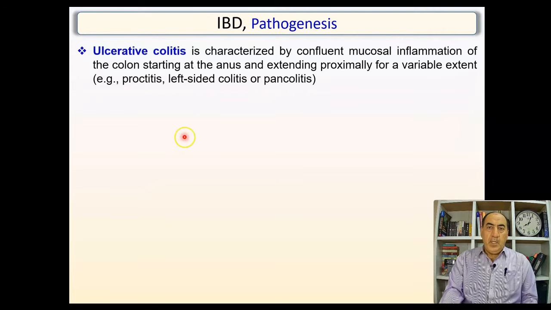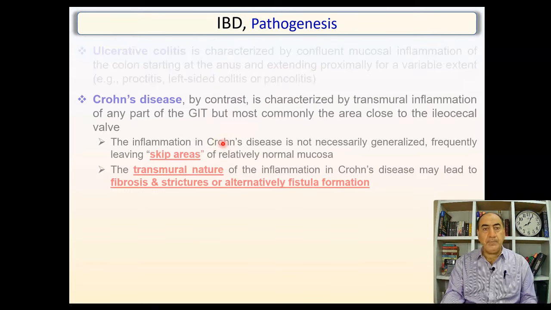Ulcerative colitis is characterized by confluent mucosal inflammation, mostly superficial, in the colon, starting at the anus, going from way distal and extending proximally for a variable extent, such as proctitis, which is the shortest one, left-sided colitis going up the descending colon, or pancolitis when it involves all the colon.